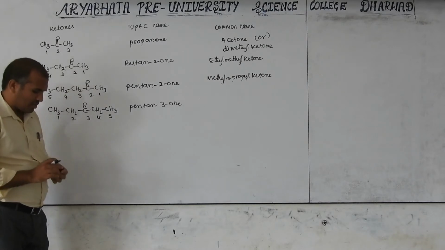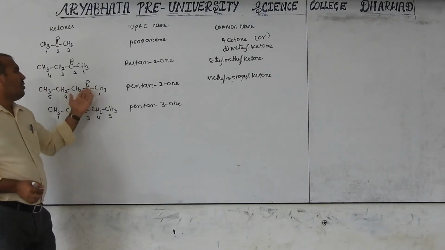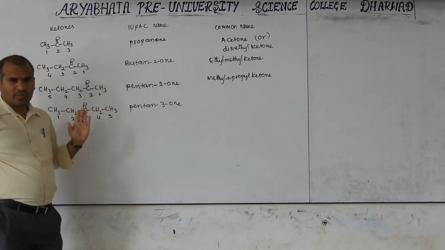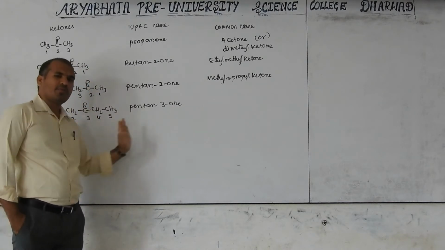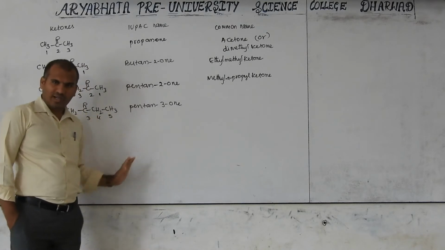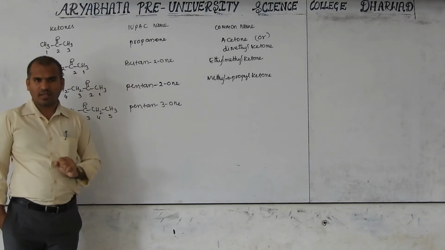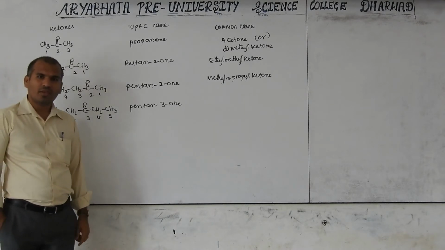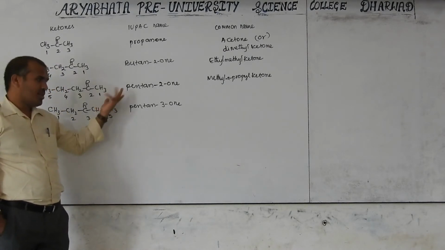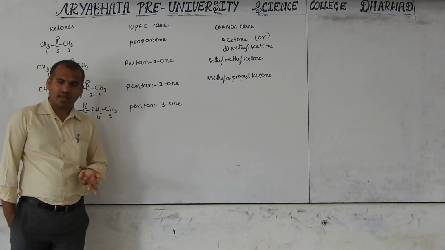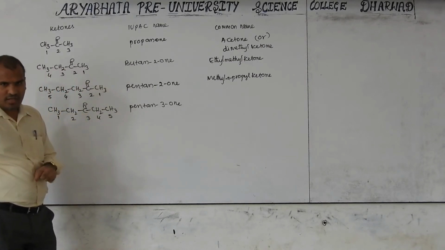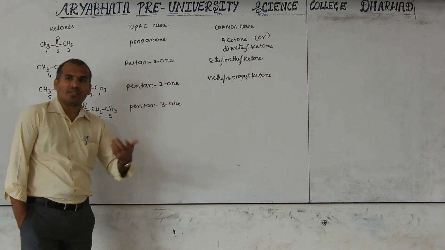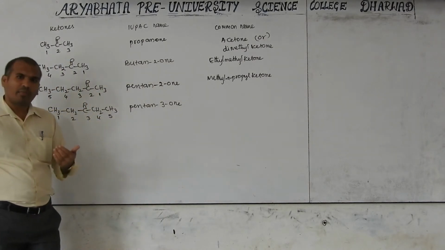If the question asks: pentan-2-one and pentan-3-one are option A positional isomers, option B metamers, or tautomers, or none. If it is given like this, then what is your answer? Here we discussed both positional isomers and metamers. When more than one option is correct, that is, both are correct. Positional isomer also, it is advanced level. Positional is correct, metamers also correct.